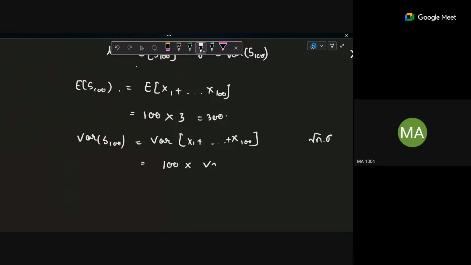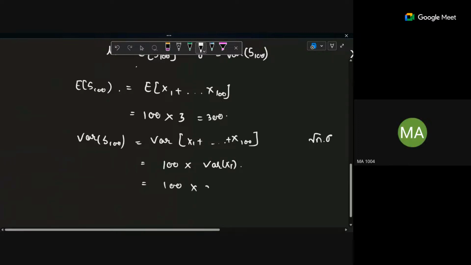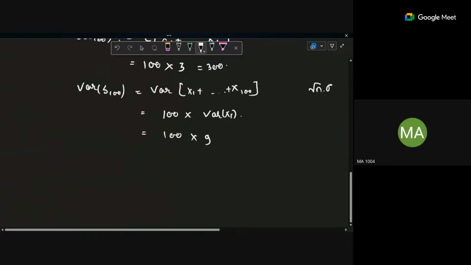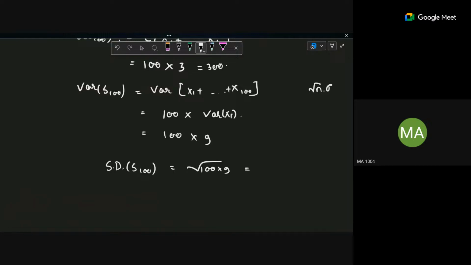100 multiplied by variance of xi, right? Because we have 100 variables. So it is nothing but 900. Sorry, 9 multiplied by 100, right? So 900. So our standard deviation for S100 is nothing but 30. Square root of 100 multiplied by 9 is nothing but 3 into 10, that is 30.